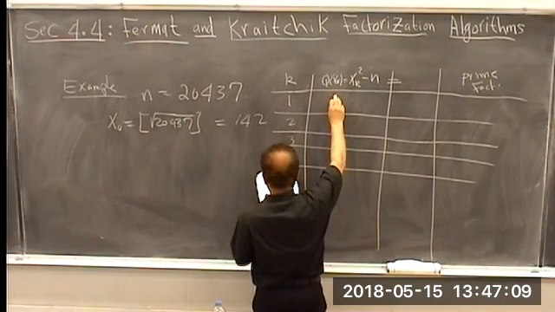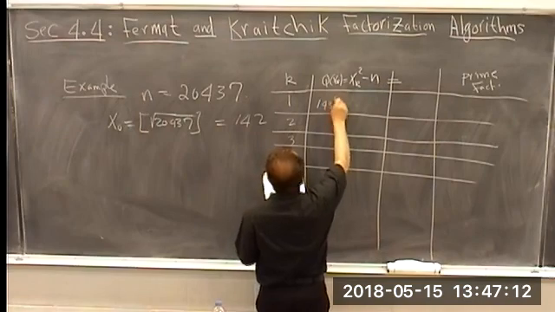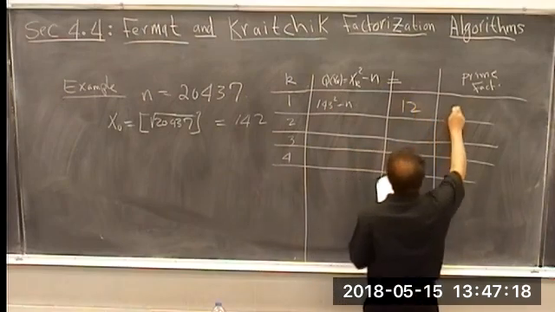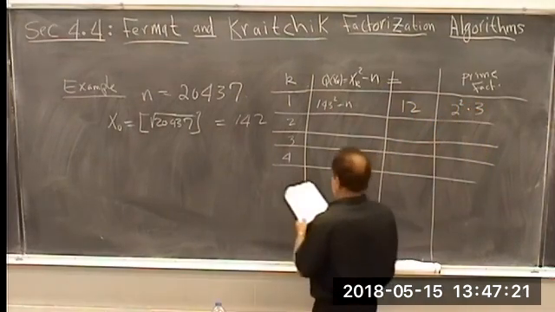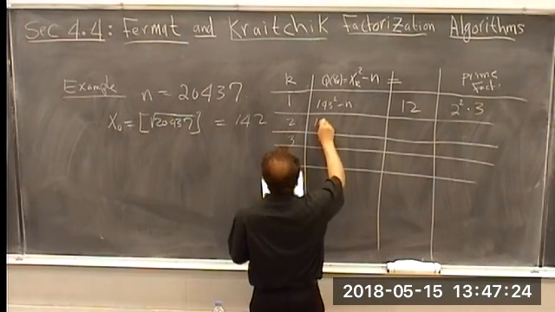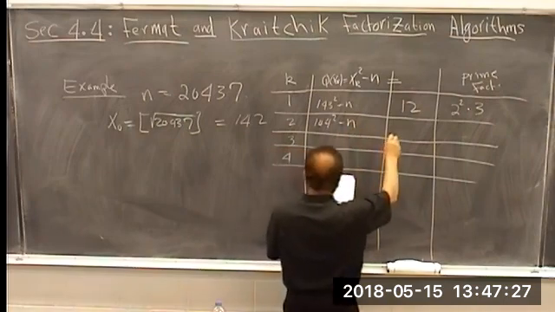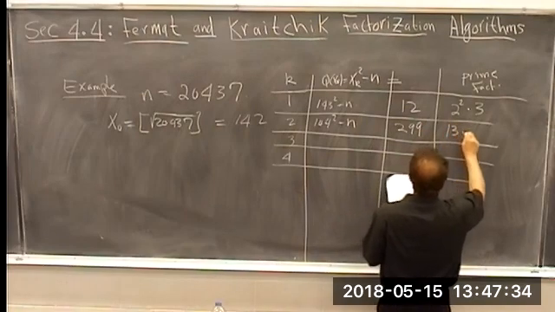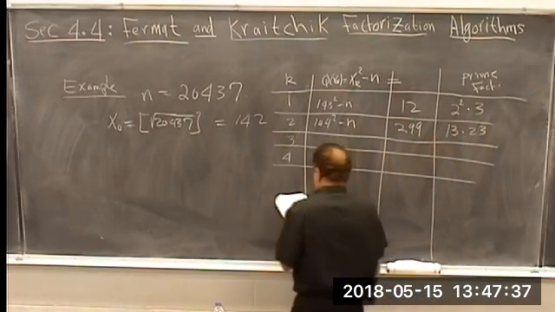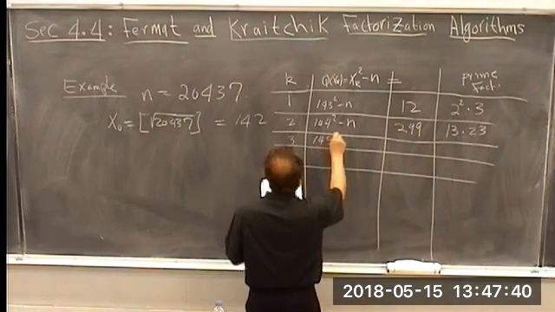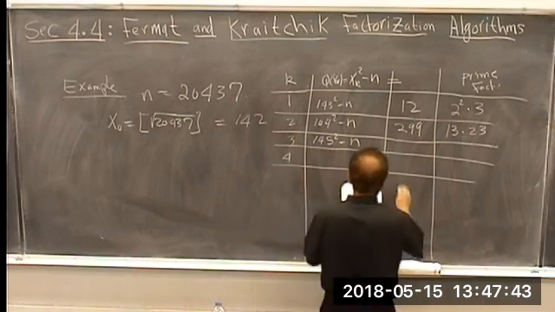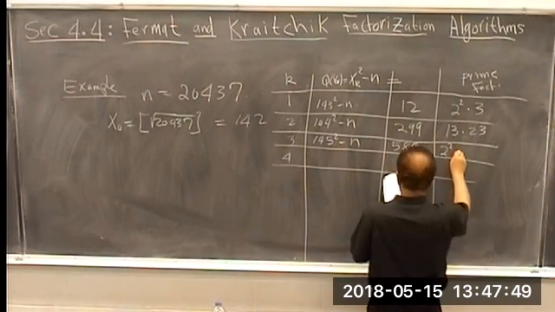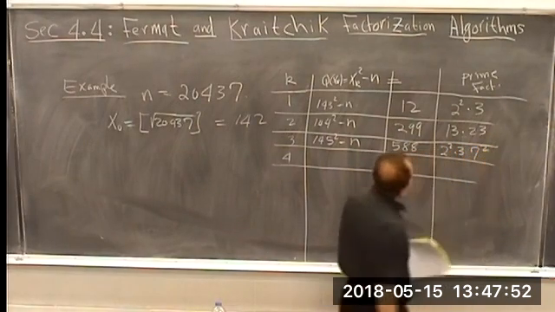So the first one is going to be the x in here, 143 squared minus n, and this is going to give you 12. And the factoring of this is 2 squared times 3. Then with 2, we come up with 144 squared minus n, and this is equal to 99, which is 3 squared times 11. Then 145 squared minus n, and this is 588. And this happens to be 2 squared times 3 times 7 squared, and we are done.